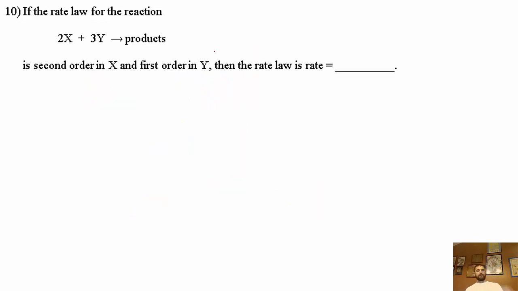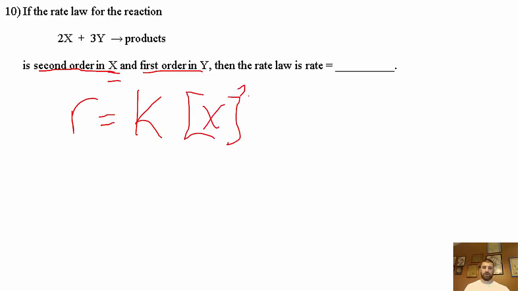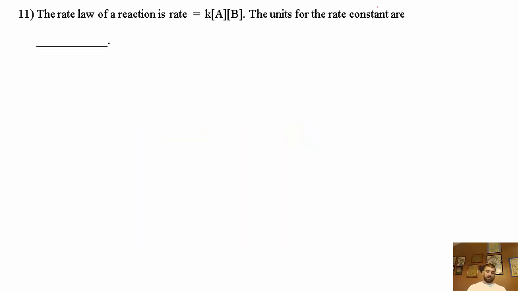If the rate law for the reaction 2x plus 3y gives you products as second order in terms of x and first order in terms of y, then the rate law is what? Well, rate equals the rate constant times second order in x, so concentration of x squared, first order in y, so concentration of y to the 1, which you don't have to write, you could just leave it like that. That's it.